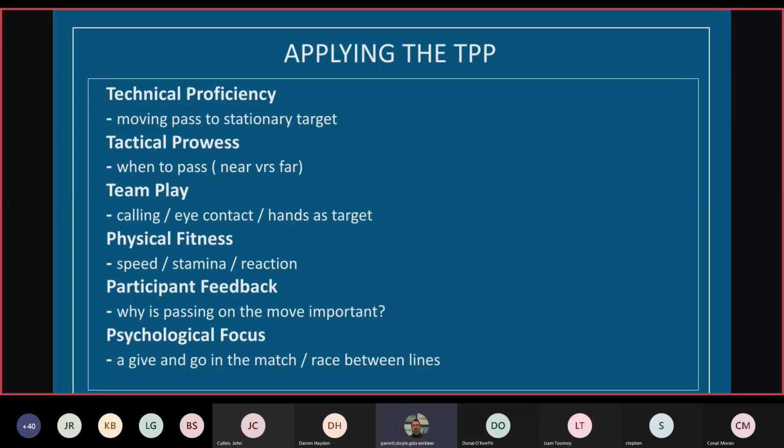They keep moving. Again, here, the decision making is when to pass. So don't get too close, but don't be too far away. When they become comfortable at a certain distance, ask them to pass a bit sooner, a bit earlier.